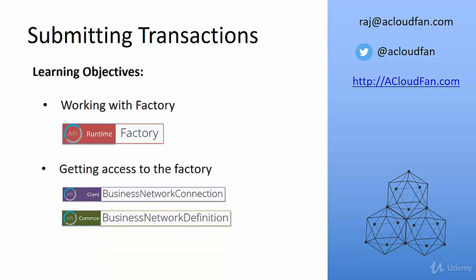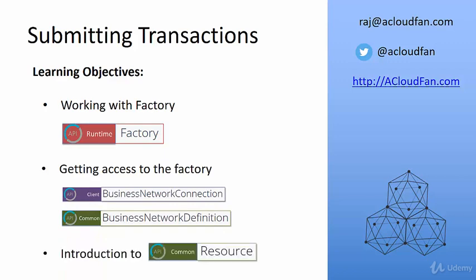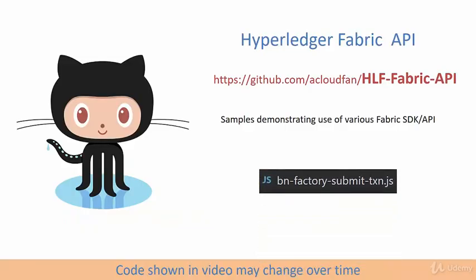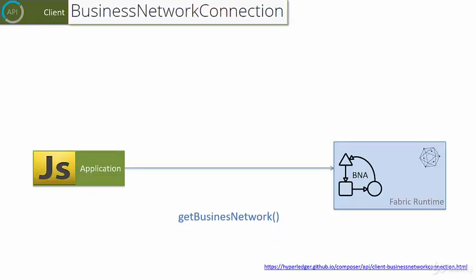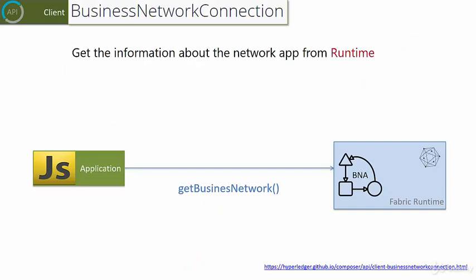network definition. I'll also introduce you to the resource class that represents a resource instance of the type that has been defined in the model. In this lecture, I'll be referring to the code available in the bn-factory-submit-transaction.js file. The function getBusinessNetwork can be used for pulling information about the application from the runtime.